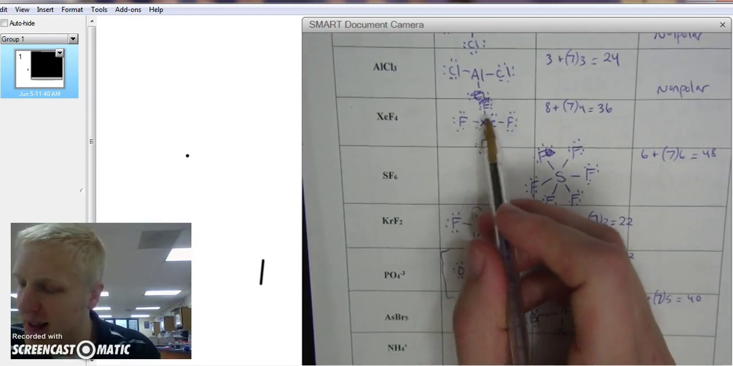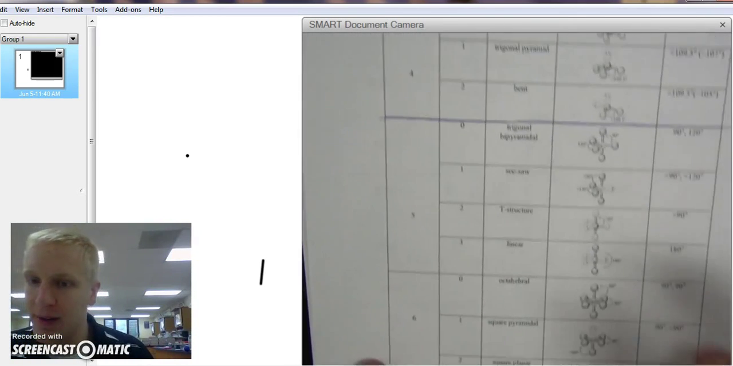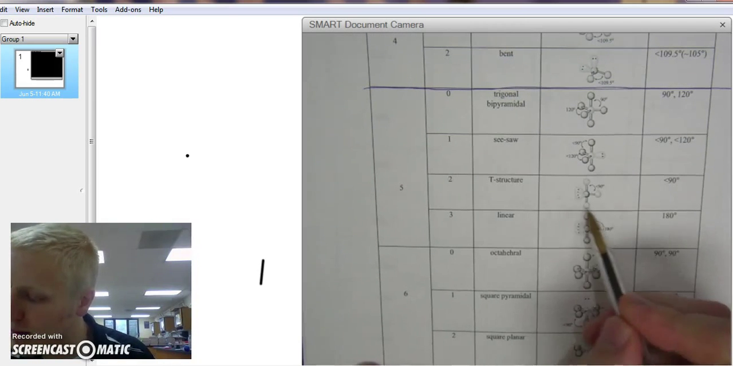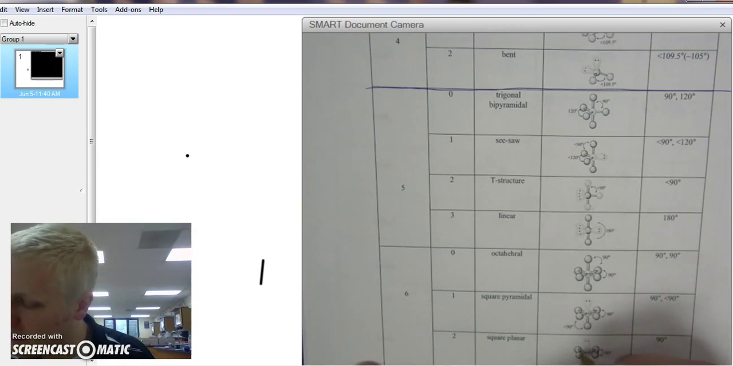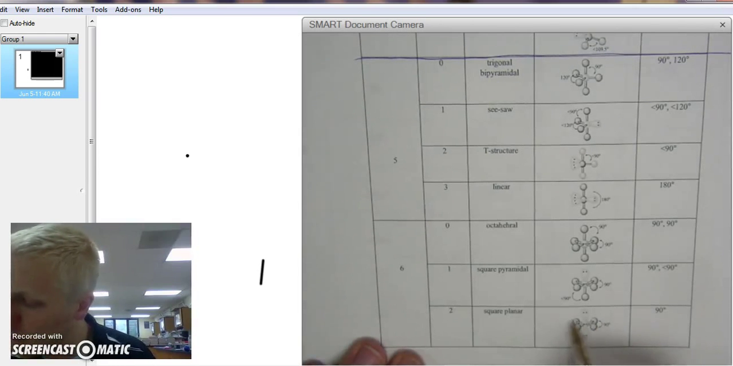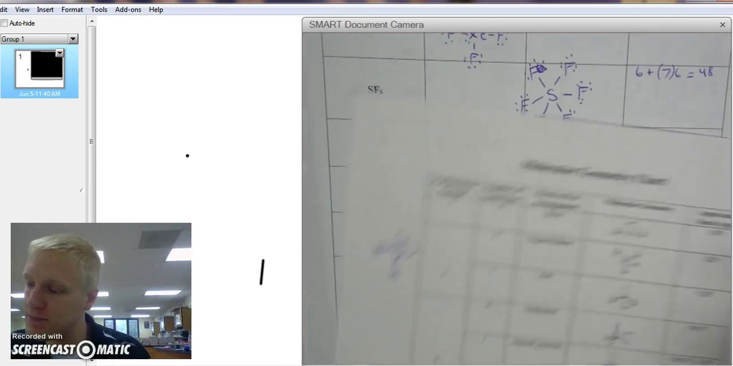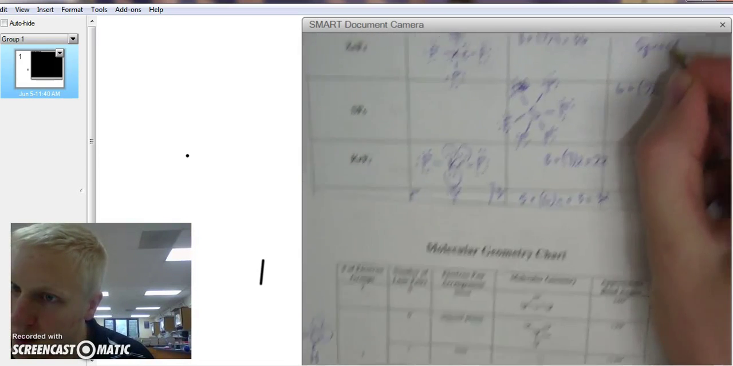Looking at XeF4, we have 4 outer atoms and 2 lone pairs. This one's square planar. So we'll write that down: square planar.